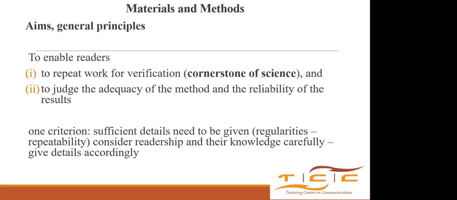Now, the materials and methods section of methodology should enable readers to repeat your work for verification, because reproducibility is a problem in science right now. You find people doing research, but their work is not reproducible. Their methodologies are not so clear, so even if you're provided with the same materials and the same resources, you cannot repeat their work. And that's a problem. It also should enable the readers to judge the adequacy of the method and the reliability of the results.